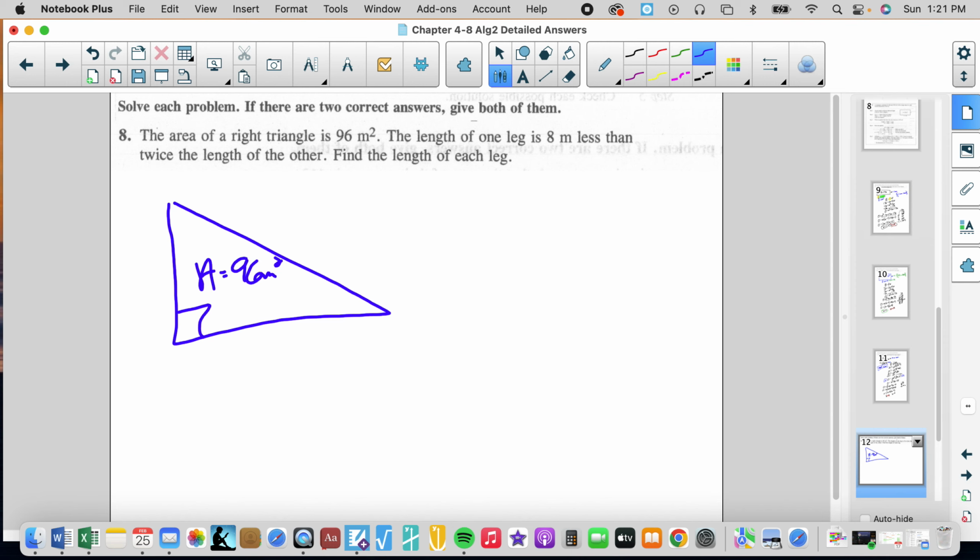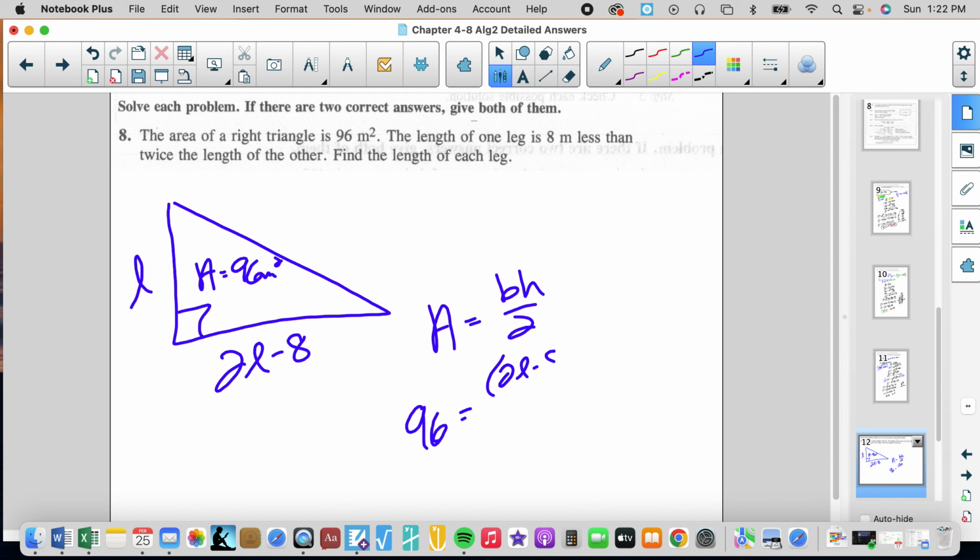So if we'll call this leg L, the other leg is going to be twice the L minus 8. That's my other leg. Find the length of each leg. Well, we know the area of a triangle equals base times height divided by 2, or 1/2 base times height. So area is 96. We have the base, which is 2L minus 8, times the height, which is L over 2.